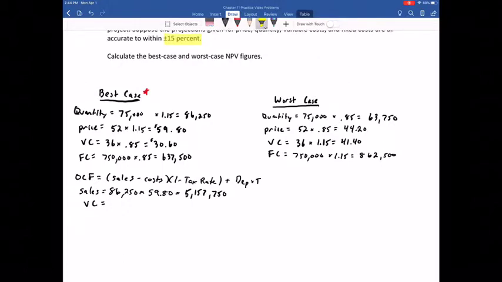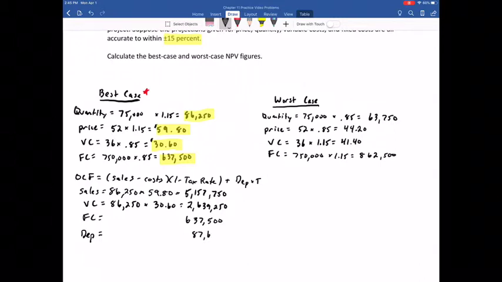So once again, these values are just coming from up here. So variable cost would be the quantity of 86,250 times my variable cost per unit of $30.60. My variable cost would end up being $2,639,250. Fixed costs are just going to be that fixed cost value of $637,500, and then we have a depreciation expense that is equal to $87,600.